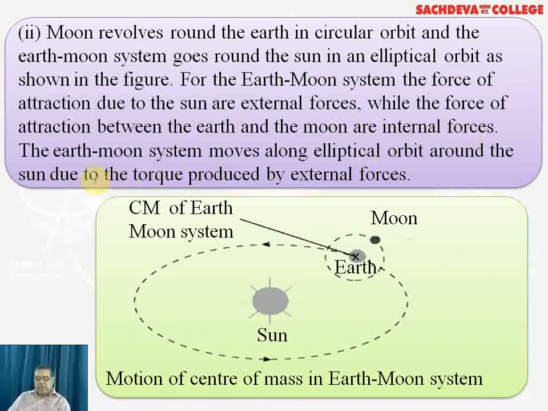The earth moon system moves along an elliptical orbit around the sun due to the torque produced by the external force. So the earth moon system moves in an elliptical path because of the torque produced by the external forces, and these external forces are applied due to the sun. This is what is shown in the figure. The center of mass of the earth moon system is shown and the sun is at the middle. So the motion of the center of mass in the earth moon system is shown.